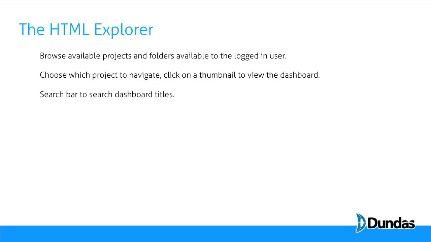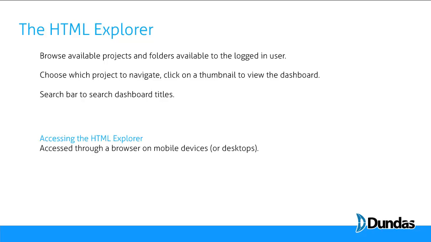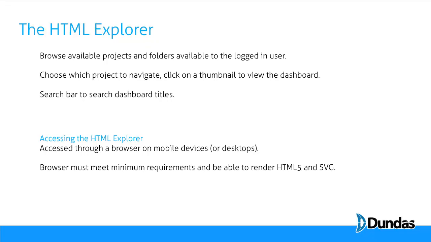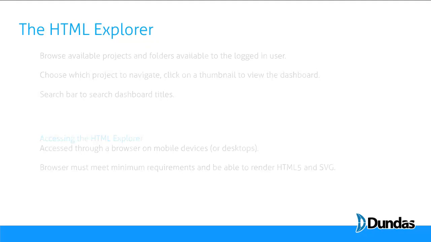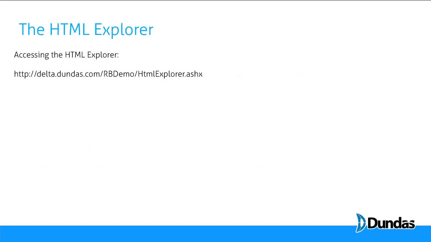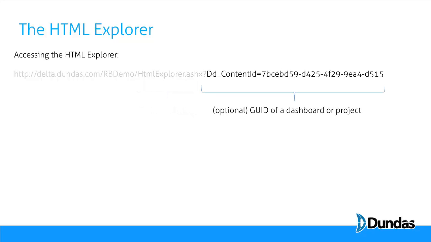There's also a search bar present on the Explorer screen to allow them to search for dashboards by title. In order to access the HTML Explorer, they'll need to be coming through a browser that meets the minimum requirements as laid out on our support site. The URL for the HTML Explorer is as follows. It's simply the URL of your instance of Dundas as you've configured it within IIS, followed by the term HTML Explorer. Optionally, you can specify the GUID of a dashboard, project, or dash block inside your instance to begin the view with that project, dashboard, or dash block selected.